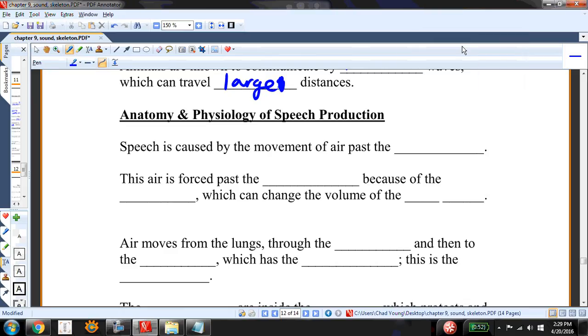Okay, I do want you to have a basic understanding of the anatomy and the physiology of how humans produce speech. Speech in general is caused by the motion of air past the vocal cords. There's a lot of cool physics that goes on along with that that has to do with the Bernoulli principle, and even the ideal gas law comes in. Boyle's law comes in as we force air past the vocal cords. We're not going to get much into that here, but the air is forced past the vocal cords because of the diaphragm.